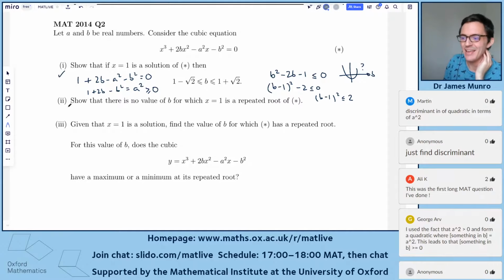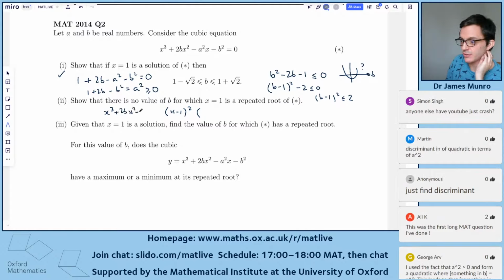Part 2. Show that there's no value of b, so it's impossible, for which x equals 1 is a repeated root of star. Okay, so for me, x minus 1 being a repeated root would mean that the left-hand side, this cubic, would have to be equal to x minus 1 squared times x minus, I don't know, some number a, for some value of a. If 1 is a repeated root, then there's going to be some linear term in here factorising the cubic. Okay.